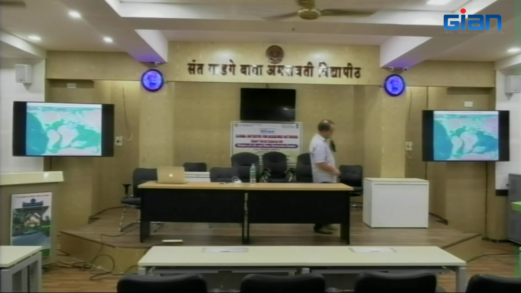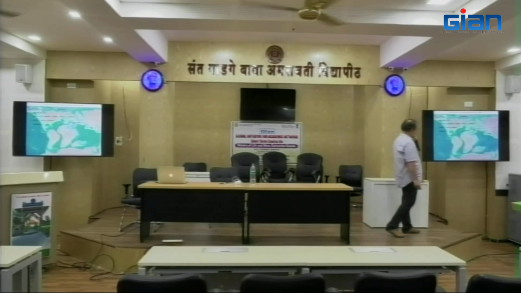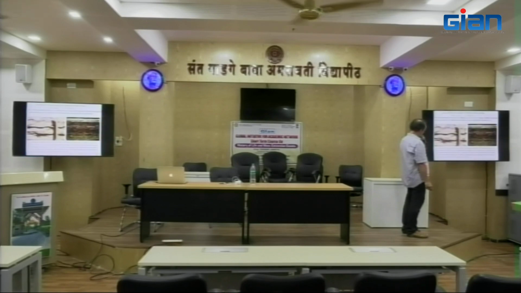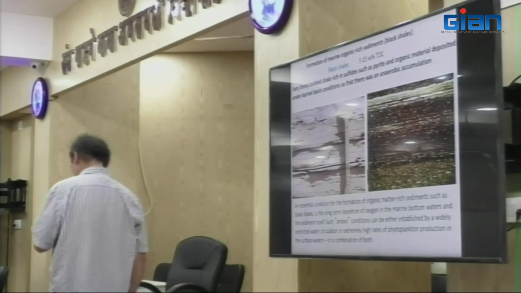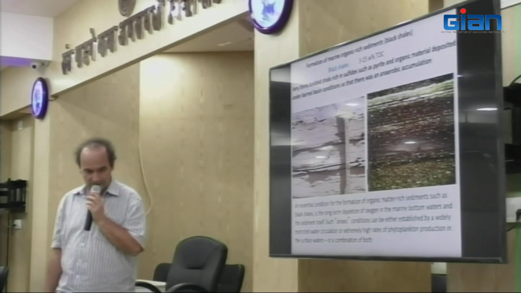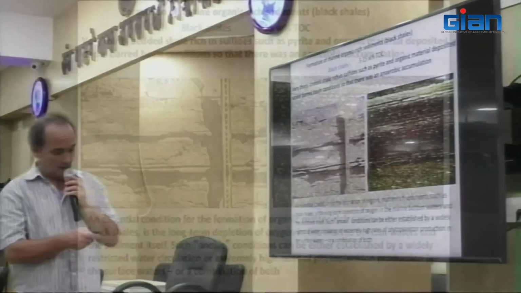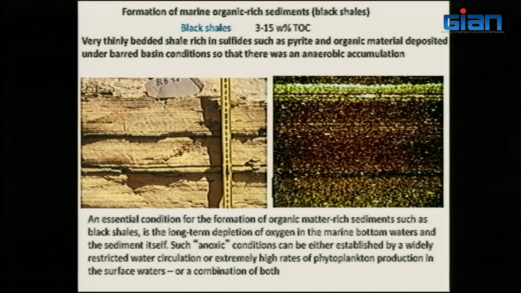Okay, so let's start with the introduction. What is a black shale? Here you have a view of a black shale, which is not very black anymore, but this is due to alteration. Clearly, you can see that you have very nice lamination, and there is clearly an absence of bioturbation. So it's a very finely bedded shale, which is generally black, as you can see here.